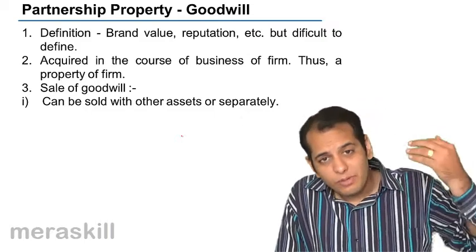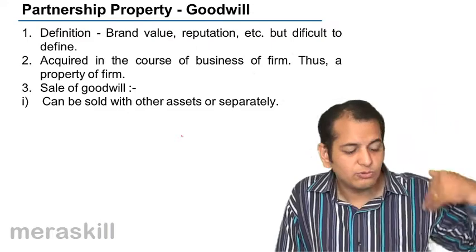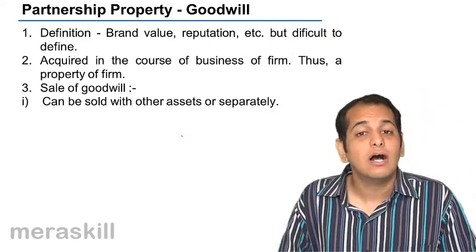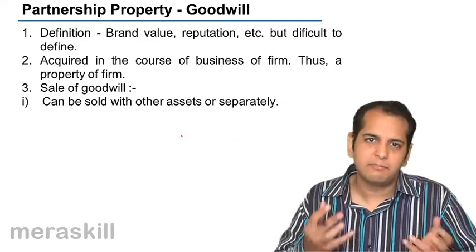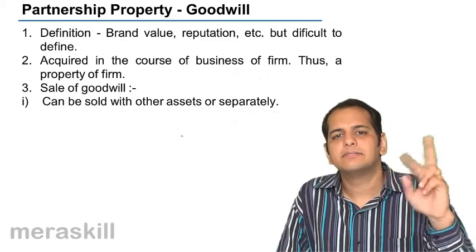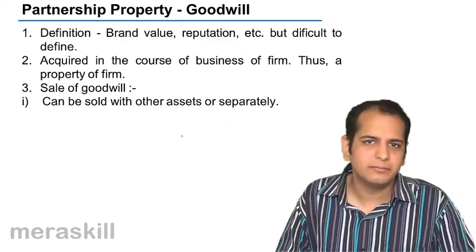Whereas, I may also opt to sell the shop. I may also opt to sell the utensils. I may also opt to sell the workshop and the other assets of the business along with goodwill as a complete package. I can do that also. So goodwill can be sold both ways, either with other assets or it can separately be sold also.